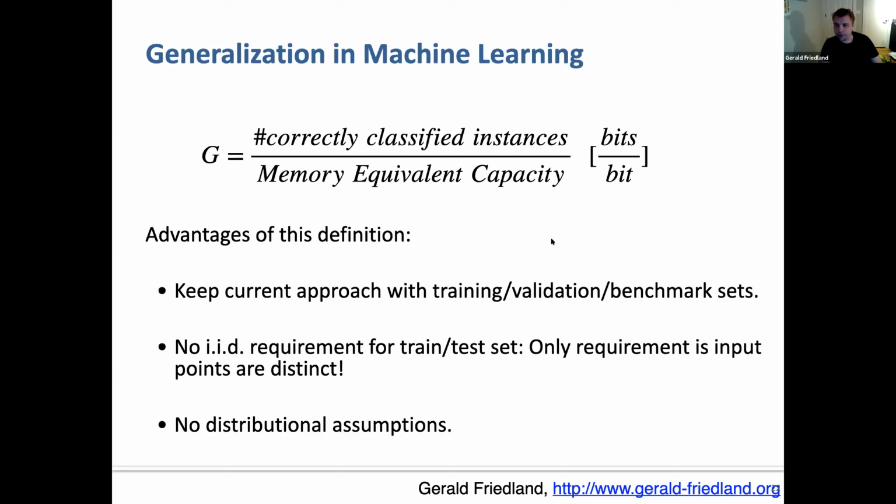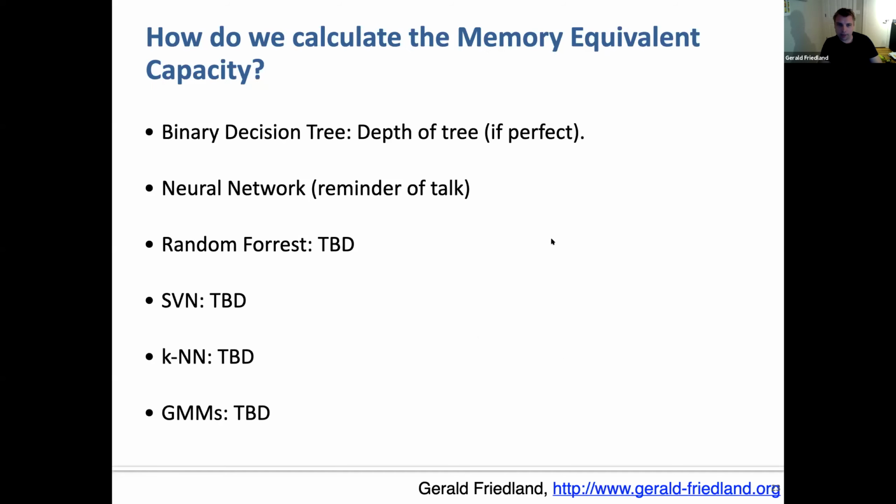And now, of course, if we were in a room, your hands would go up and say, okay, but how do I get to the memory equivalent capacity? And that's obviously going to be the new art, because we need to find the memory equivalent capacity for different machine learners. Now, I am going to tell you how to do that for neural networks. And before that, I'm going to tell you really quickly how to do it for a binary decision tree, because it's trivial. The depth of the perfect tree is the memory equivalent capacity of a binary decision tree.